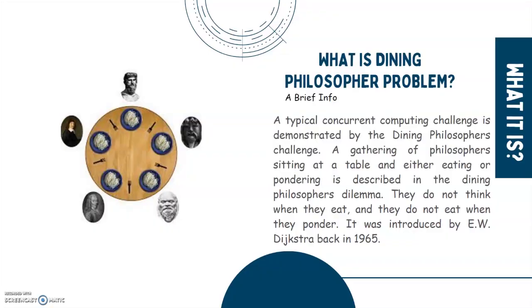So what is the dining philosopher's problem? It is a typical concurrent computing challenge demonstrated by the Dining Philosophers Challenge. A gathering of philosophers sitting at a table and either eating or pondering is described in the Dining Philosophers Dilemma. They do not think when they eat, and they do not eat when they ponder. It was introduced by Edgar Dijkstra back in 1965. If you don't understand, don't worry, I will explain more about the dining philosopher's problem and I'll give you an example of it.